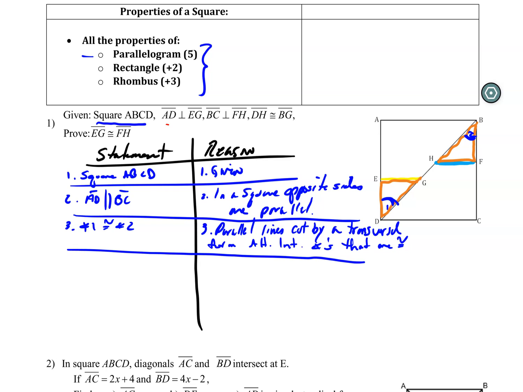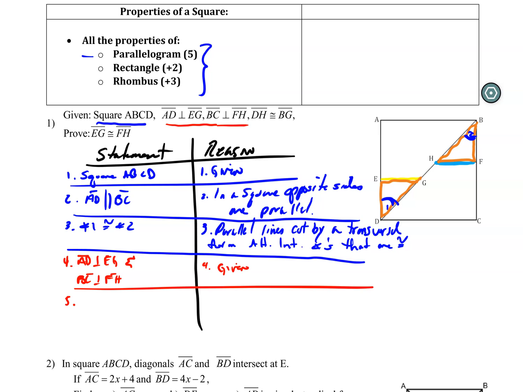My next given, I see both these statements tell me I've got perpendicular lines. So I'm going to say that AD is perpendicular to EG and that BC is perpendicular to FH. And that's a given. And perpendicular lines means that I have right angles. So here I'm going to do these angles, because those are the angles inside of my figure. And again, I'm going to call them 3 and 4.